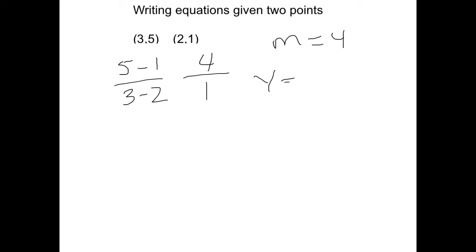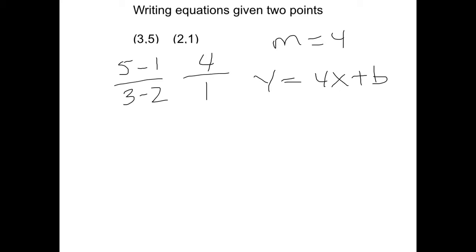So I'm going to use the steps from the previous slide, and my first step is to find the slope. So I'm going to do 5 minus 1 and 3 minus 2 for my change in y, which is 4, and my change in x, which is 1, making my slope equal to 4. And then I'm going to take my slope-intercept form, and I'm going to substitute the m with 4, because I now know that my slope of this line is 4.